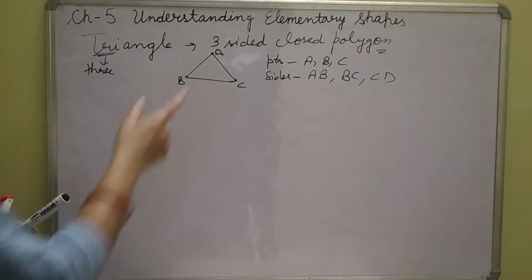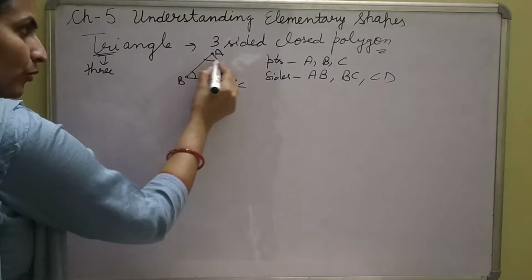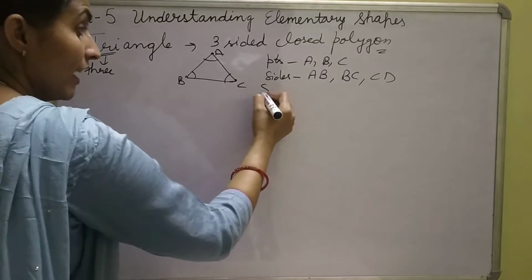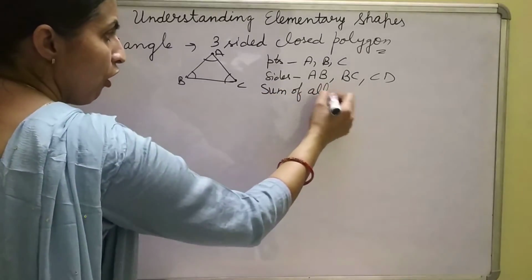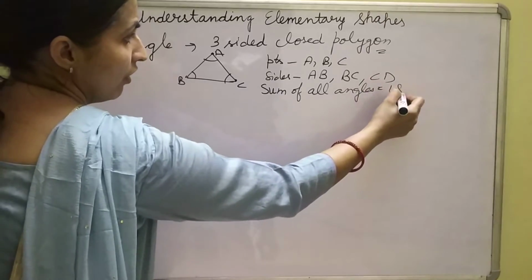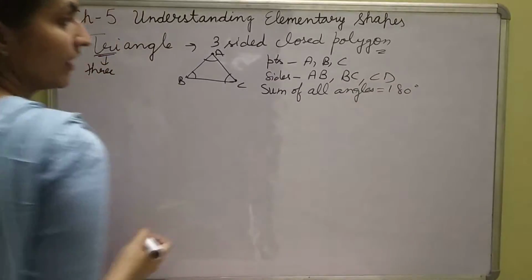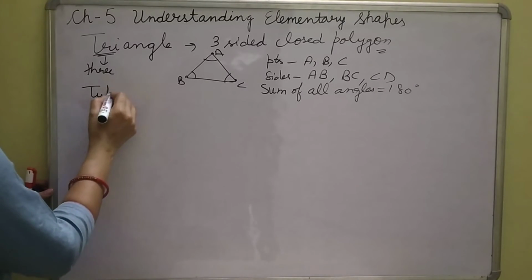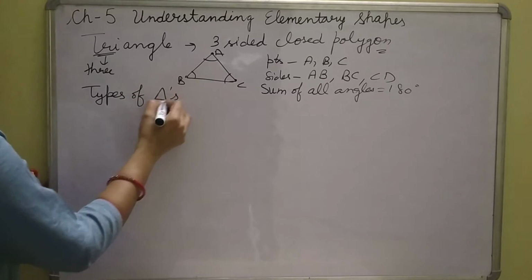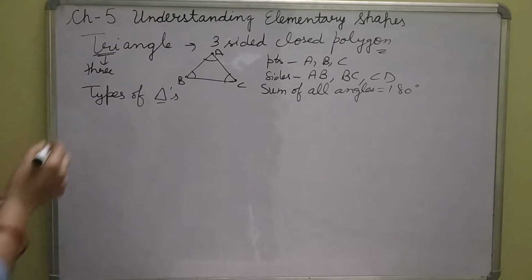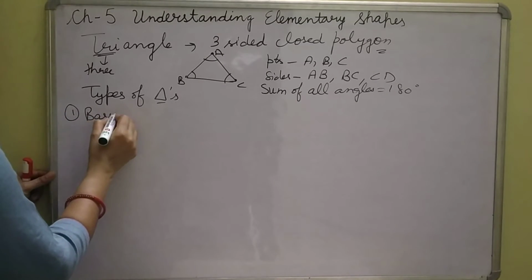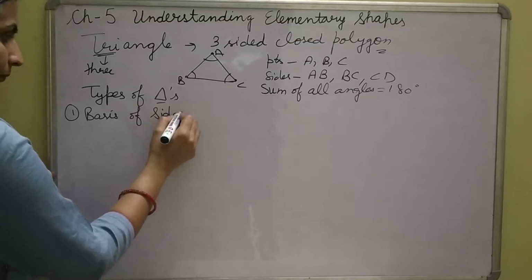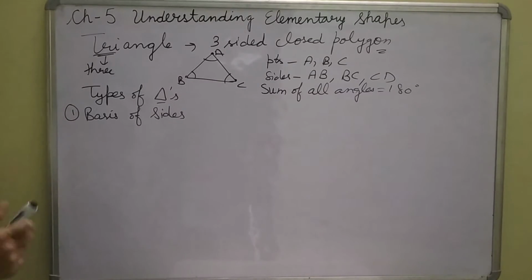Now next thing is sum of all the angles. 3 angles we are having. In triangle, sum of all the angles is of 180 degree. So this is the basics of triangle. Now let's learn about classification of triangle, or we can say types of triangles. This is the symbol of triangle. Now first is on the basis of sides. On the basis of sides we have 3.